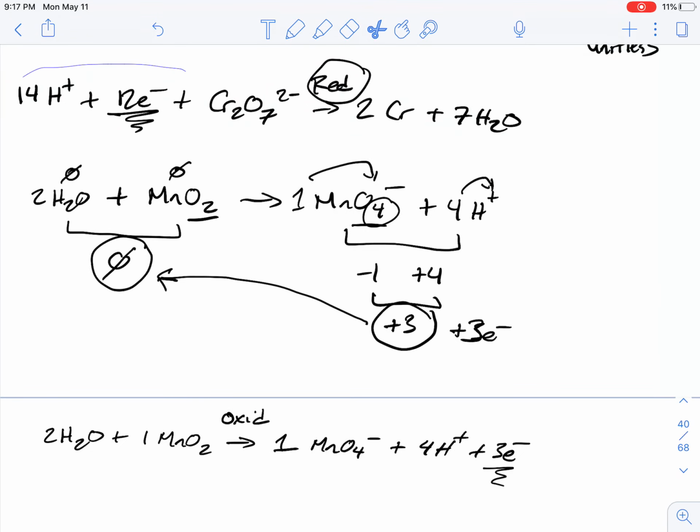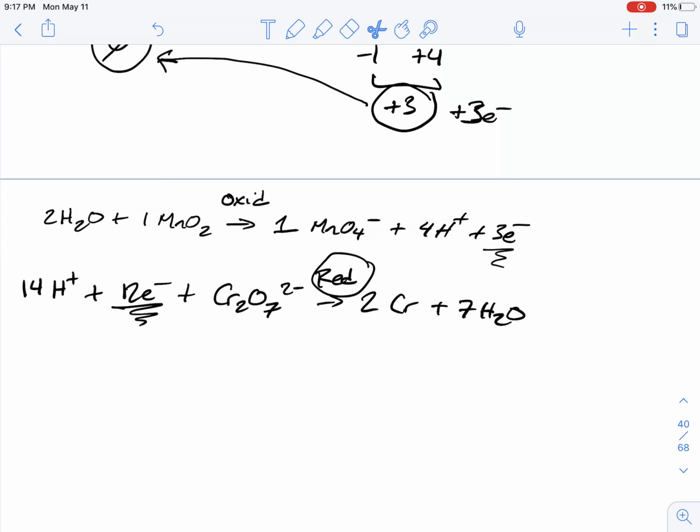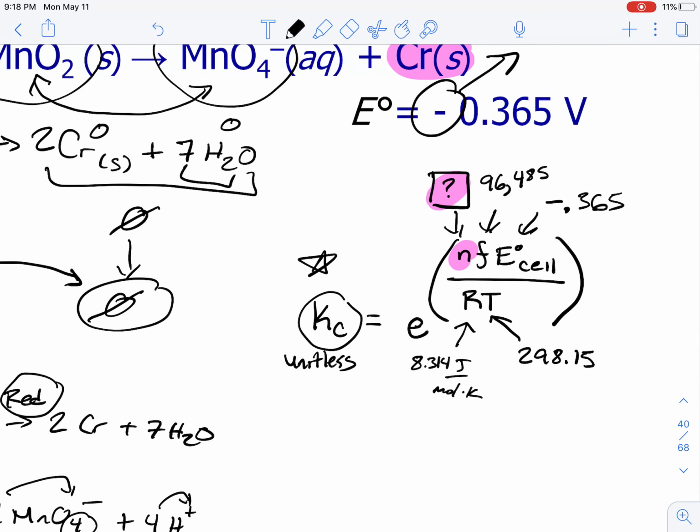Now, if I copy my balanced reductive half, notice that here I have 12 electrons, here I have 3 electrons. They're not the same, but I know that if I multiply the top equation, my oxidative equation, by 4, this 3 electron is going to become 12 electrons. And so it looks like 12 electrons is how much is transferred between the oxidative and the reductive half. And so once you guys have figured that out, you do not need to go any further in terms of balancing your redox reaction. And so this question mark in pink is going to represent 12 moles of electrons.